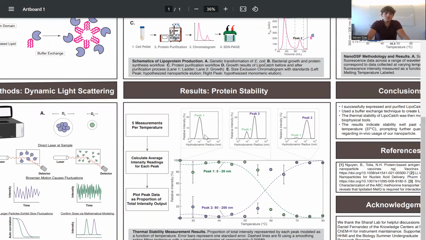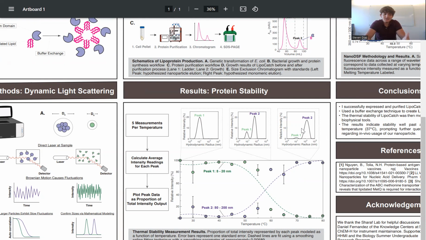Representative DLS traces for 3 select temperatures, 25 degrees, 60 degrees, and 75 degrees, are shown here, 1, 2, and 3. On each graph, the y-axis represents the relative intensity percentage, and the x-axis represents the hydrodynamic radius measured in nanometers. At room temperature, otherwise known as 25 degrees Celsius, we detect one peak at approximately 10 nanometers. At 60 degrees, we detect 2 peaks, and at 75 degrees, we almost exclusively detect only the second peak.